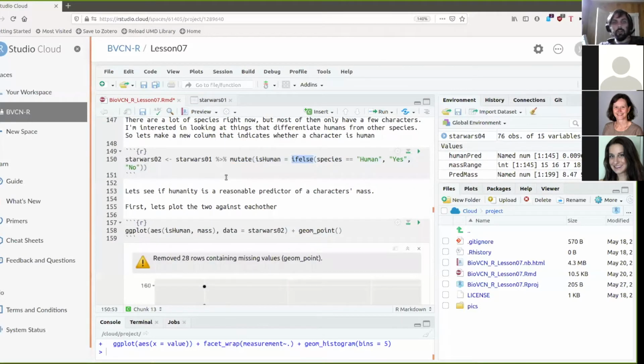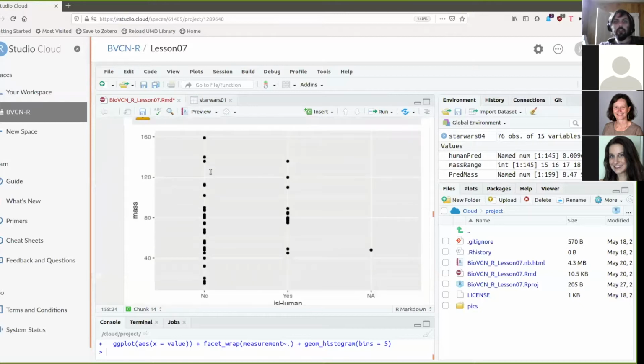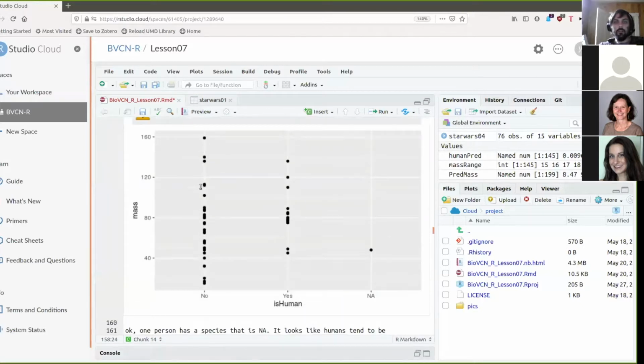And now what we're going to do, just before we even run our linear model, is plot whether people are human against their mass. So here we have our data, right? We've got a bunch of characters who are not human, and they seem to have a pretty wide range of masses. And we have characters who are human, and they seem to have maybe a smaller range of masses, which makes sense. They're just one species. They tend to have a narrow range of differences.